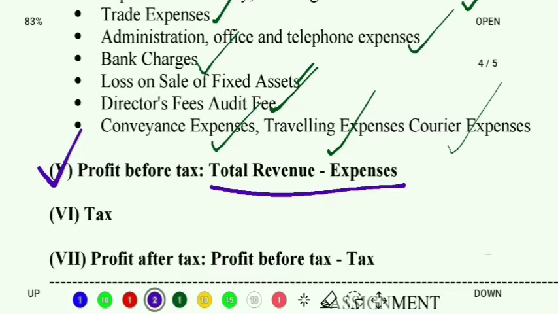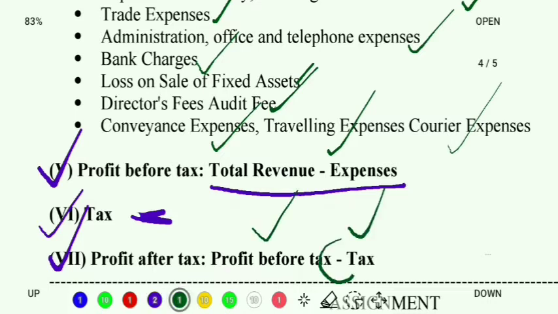Now tax will be mentioned under heading number 6. Whatever it be, 50%, 60%, 40%, it will be given in the question, right? Now once I have the tax ready with me, what will I do? I will calculate the amount of tax. Suppose it is 50%, then 50% on what? 50% on profit before tax. Clear? So my amount is ready, and after that I have profit after tax. When I have my profit before tax and my tax amount with me, if I simply subtract it, I will get profit after tax. So this is what the statement is all about.